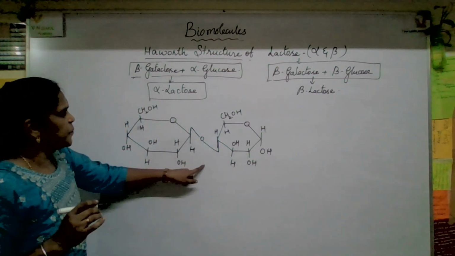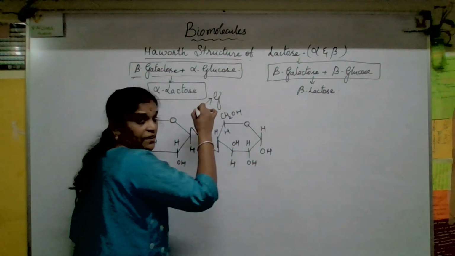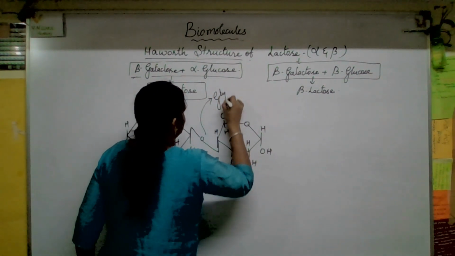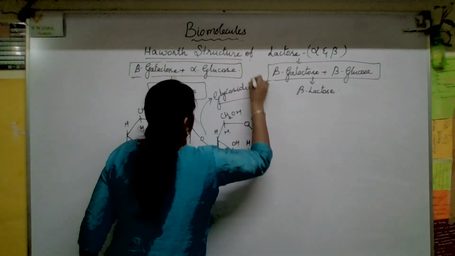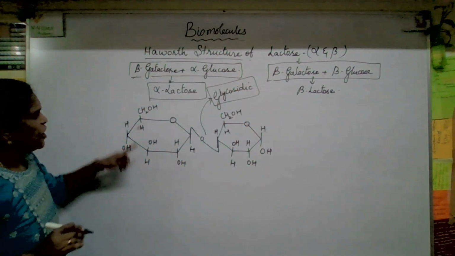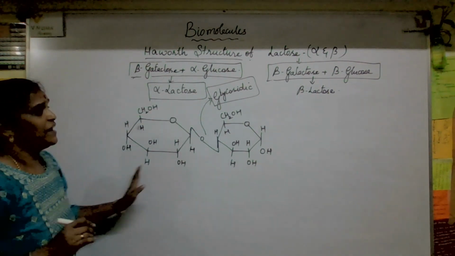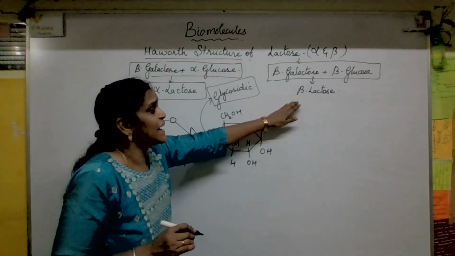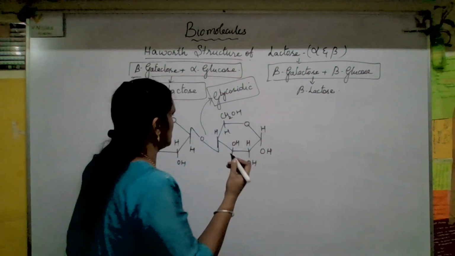Okay, so hope you're clear with it. So what is the linkage name? Glycosidic linkage. Yes, glycosidic linkage. Hope you're clear with it. Now beta galactose and alpha glucose, you know very well. Now the next one, beta galactose and beta glucose. Do you know how to write the beta galactose and beta glucose?